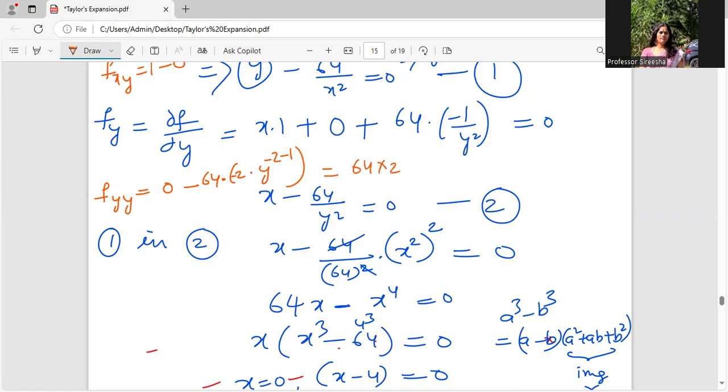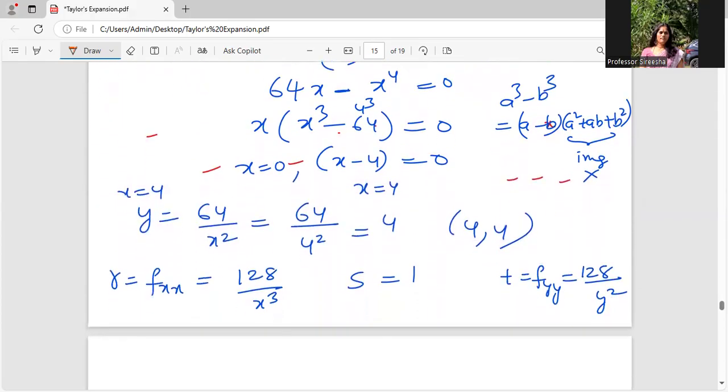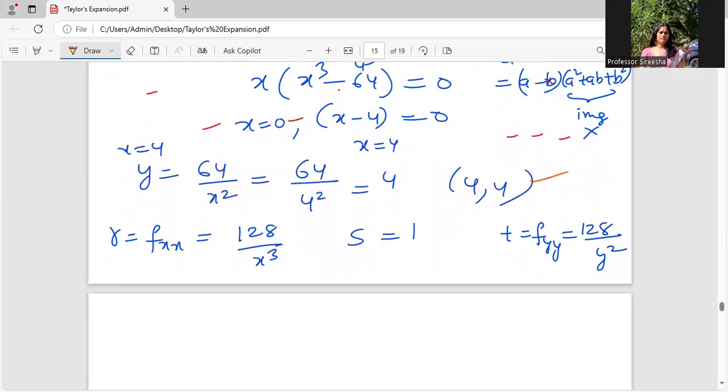64 into 2 is what I will have. y power minus 3 is what I'll have. 64 into 2 is 128. That's how I have got 128. Now, RT minus S squared is with me. I have the stationary point 4 comma 4. So, I'll be finding out RT minus S squared now at the point 4 comma 4.